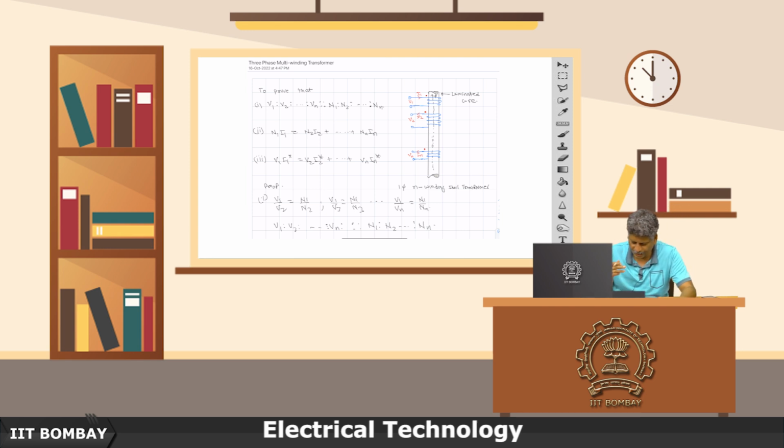So, a multi-winding transformer means basically, usually what we have seen in a single phase transformer is one primary, one secondary. So, you have two windings. So, it is called a two winding transformer, but why do you need to have only one secondary winding? You could have many windings.